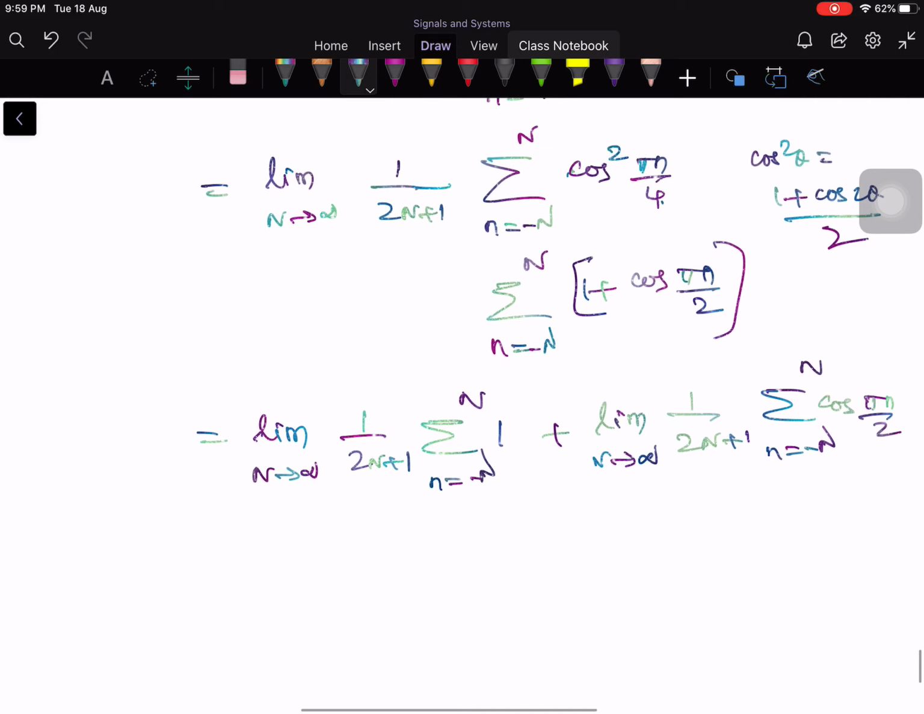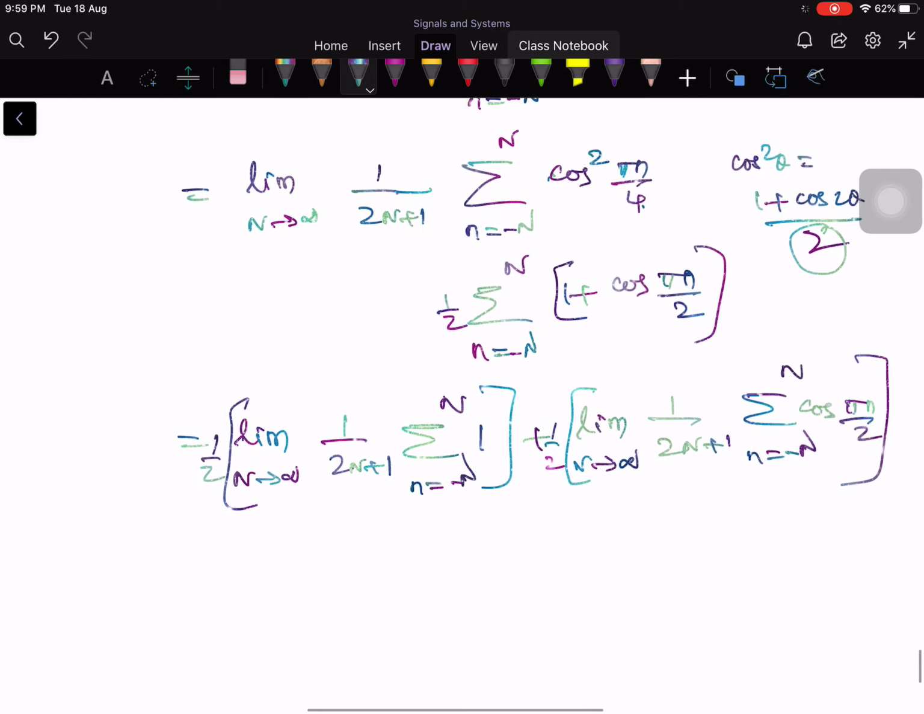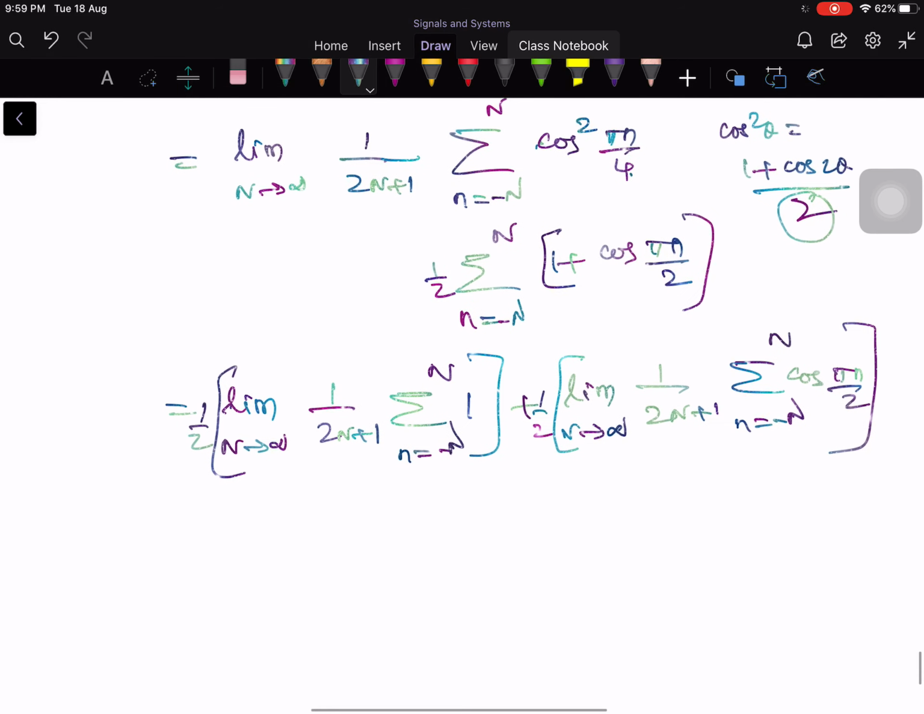And this 2 is there, this 2 will come out like 1 by 2 here. So let me put 1 by 2 here, and here also you can put 1 by 2. Now you are adding 1 between minus N to plus N. So let us concentrate on this one.